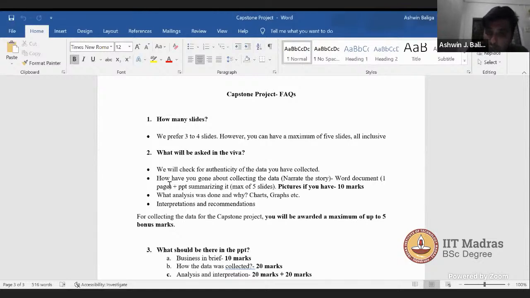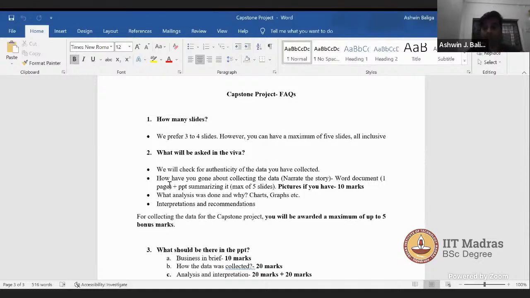We also need a document to be submitted just before your Viva, and those dates will also be intimated to you. The document could be about 5 pages long, and in it you will be narrating the story, summarizing how you went about collecting the data. In addition, we will ask what kind of analysis you have done and why. What are the charts? We may ask you to explain those charts and graphs. What do you understand from that? Why is the graph showing an upward or downward trend?